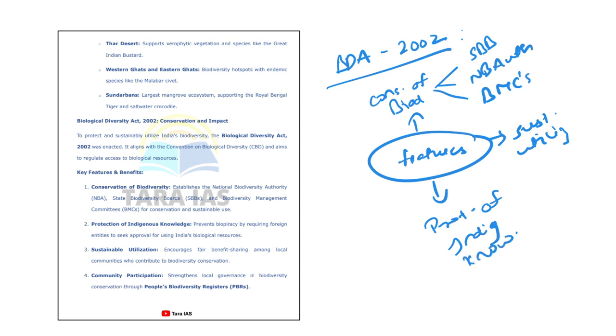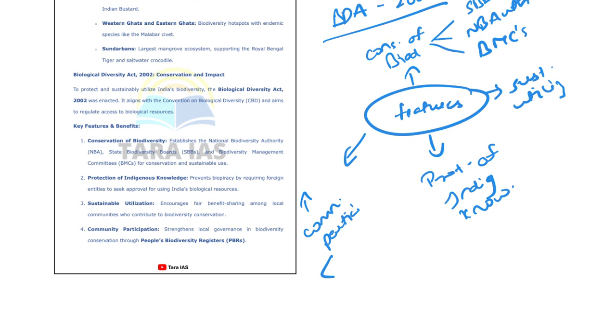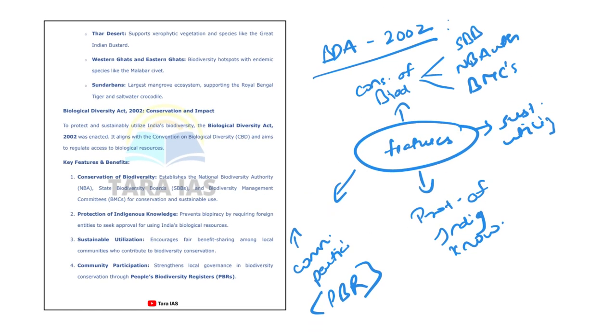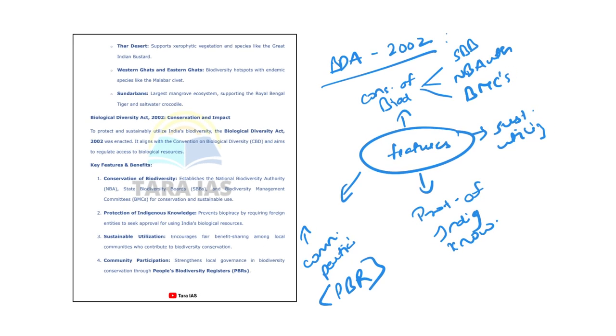It prevents biopiracy. And third, it encourages community participation, through an innovation that is People's Biodiversity Registers. This is nothing but a document which records the biodiversity of a particular area. So these are the features of the Biological Diversity Act, and it helps us in conservation. You'll just write all these features and add that it helps in benefit sharing and conservation. So your body is done.